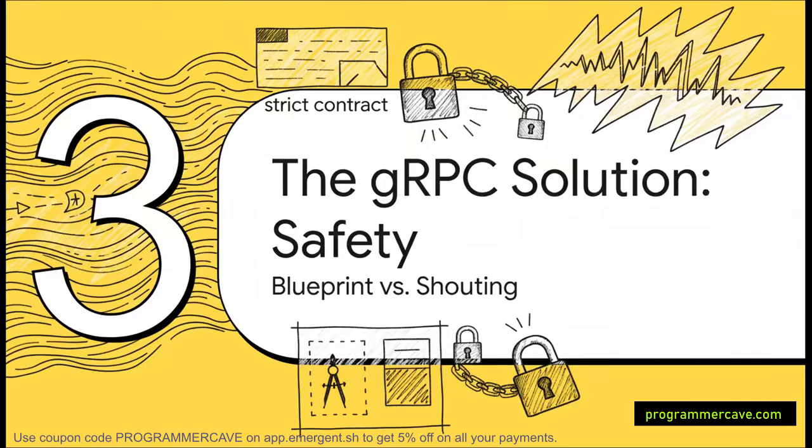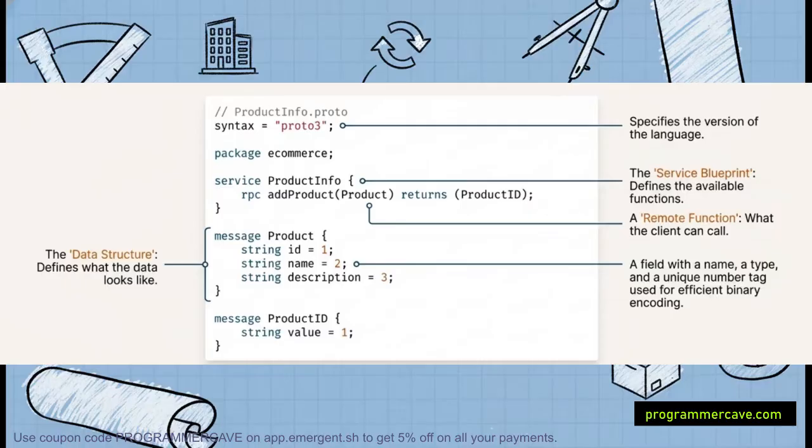The second pillar of gRPC is safety, and it achieves that by enforcing a super strict contract between services. This right here is the blueprint. It's a file that ends in .proto, and it is the single source of truth for communication. It defines exactly what services exist, like product info, what methods they have, like add product, and precisely what the data structures look like. There is zero ambiguity. It's like an architectural plan for communication.